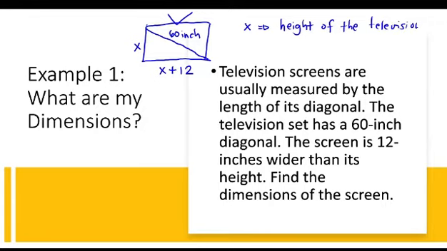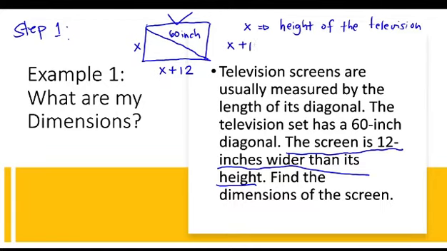Okay? Nasa ano tayo ha? Step 1 to. This is step 1. Read and understand the problem. Tapos sabi nga, the screen is 12 inches wider than its height. So, we can represent it as X plus 12. So, this will be the width of the television.